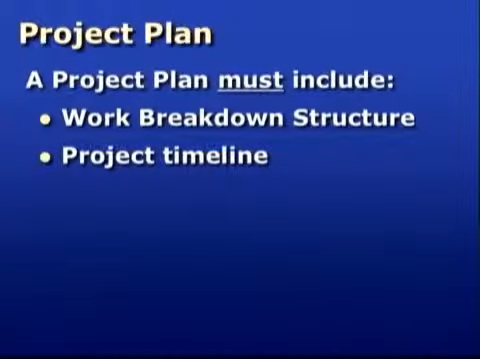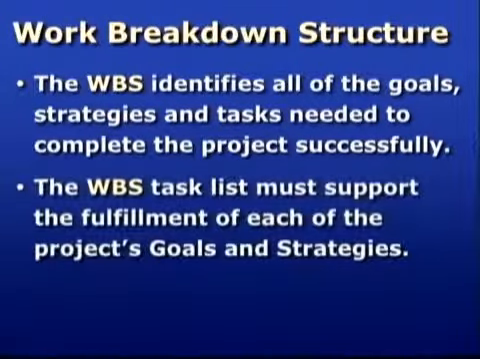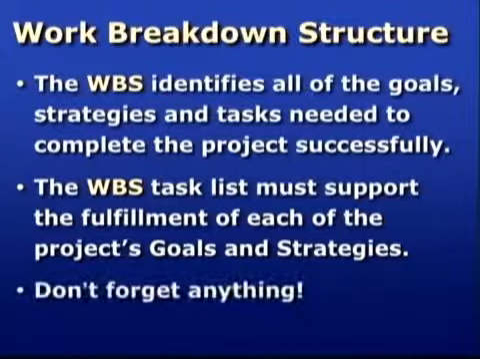The second stage of the project life cycle is the plan. There are two basic components of the project plan: the work breakdown structure and the project timeline. The work breakdown structure is a brainstorm list of goals, strategies, and tasks needed to complete the project successfully. It is the nucleus of the project. It becomes the source information for creating a timeline. The primary objective of the work breakdown structure is to identify all the strategies and tasks that need to be done without forgetting anything major.